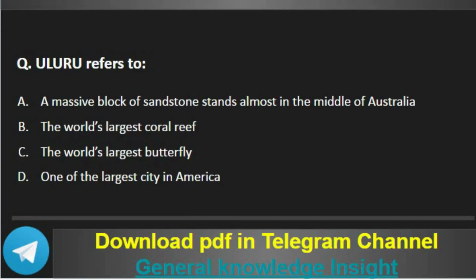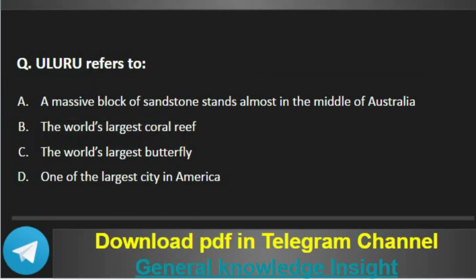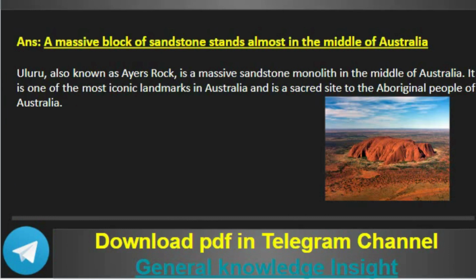And this is the last question for today. Uluru refers to, here the correct answer, option A, that is a massive block of sandstone standing almost in the middle of Australia. Here, Uluru, also known as Ayers Rock, is a massive sandstone monolith in the middle of Australia. It is one of the most iconic landmarks in Australia and is a sacred site to the Aboriginal people of Australia.